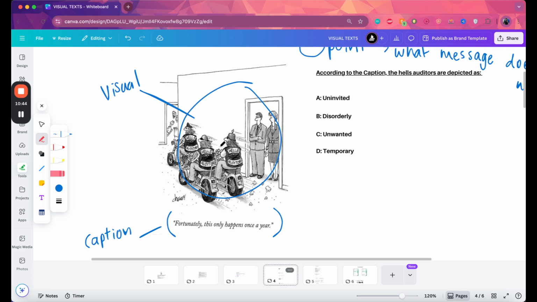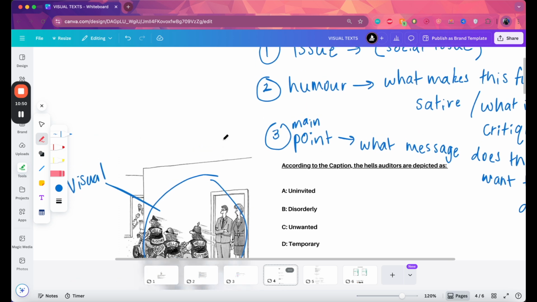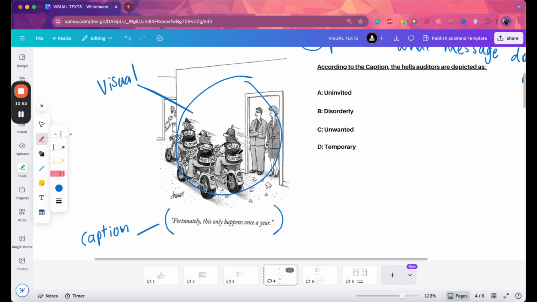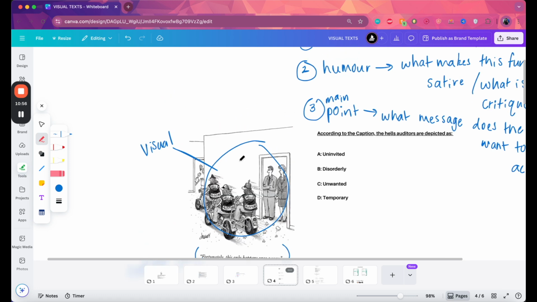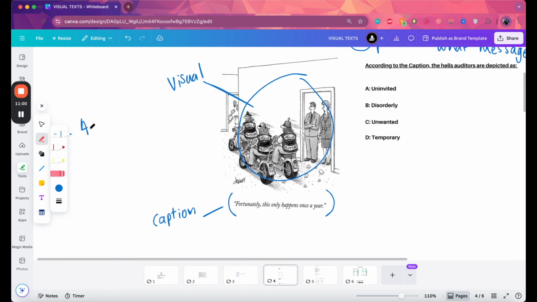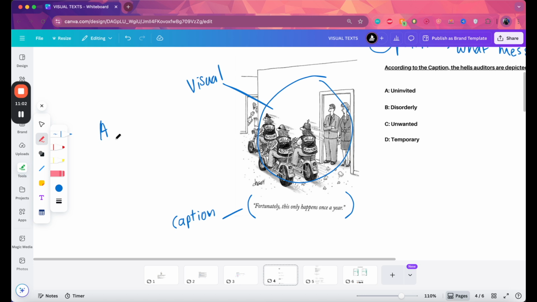And you just want to have a look at the cartoon and then try and apply our strategy. So the first strategy is, you try and find the issue here. So fortunately, this only happens once a year. How's auditors? Maybe this issue is about auditing, and if anyone knows what auditing means, it's basically important tax stuff.